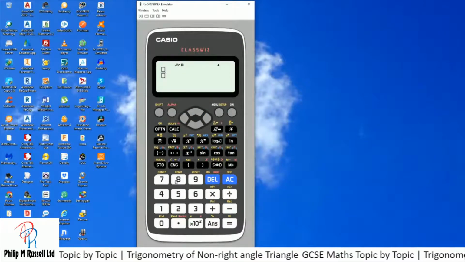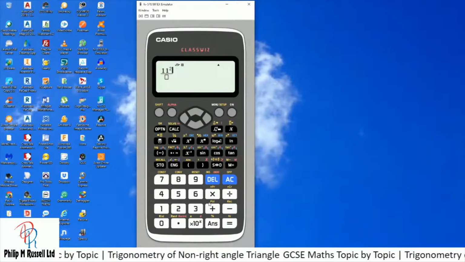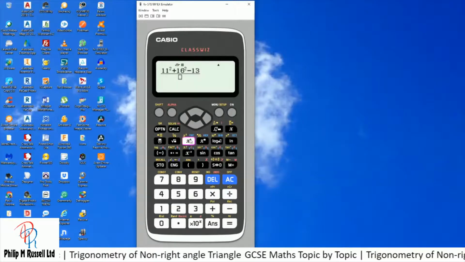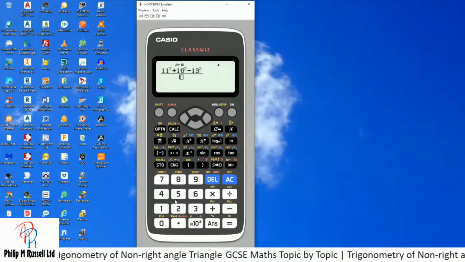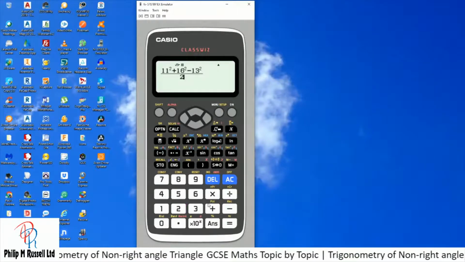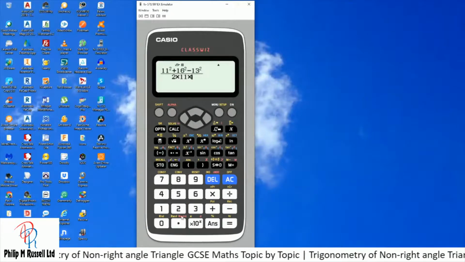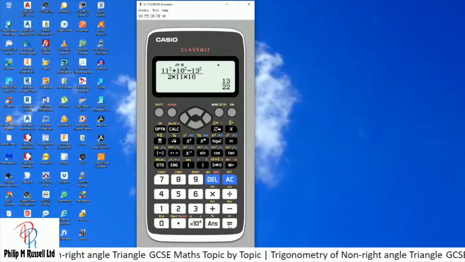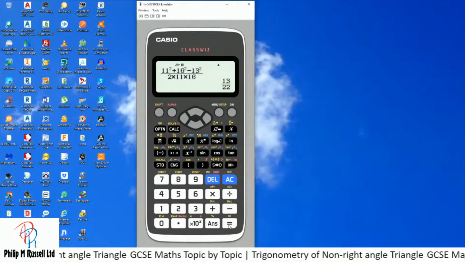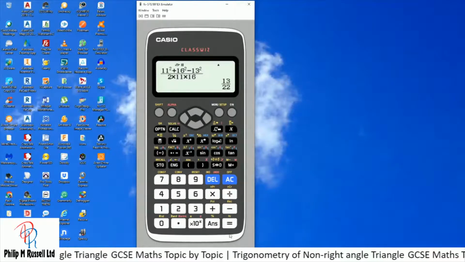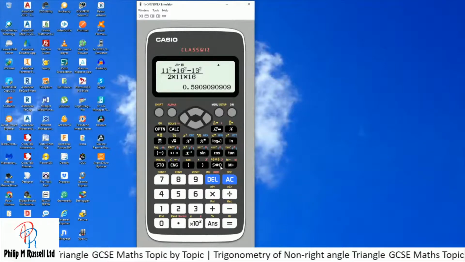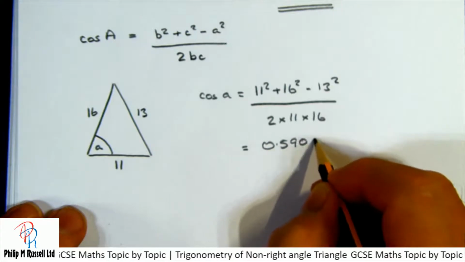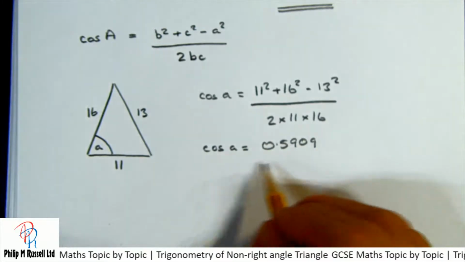I've got my numbers then. 11 squared plus 16 squared minus 13 squared, all divided by 2BC, which is going to be 2 times 11 times 16. And that's going to give me the answer of 13/22, and that's going to give me here that as a number, which is 0.5909, and that is what my cos of A is going to equal.